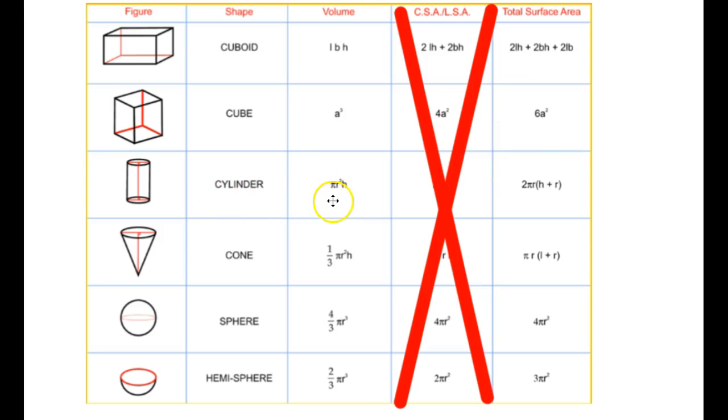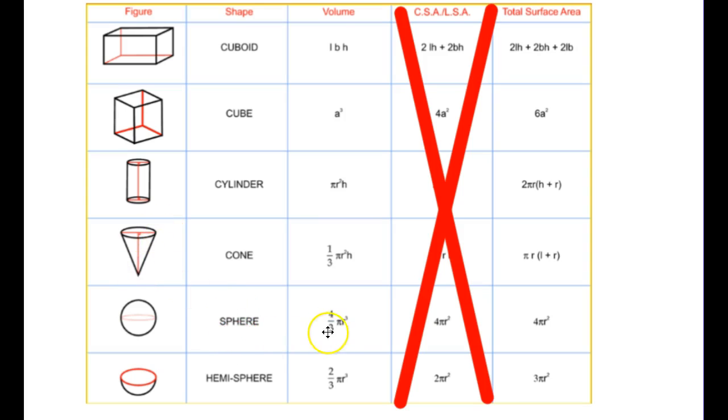Next is a cylinder. For the volume, it's pi r squared times h. For the total surface area, it's 2 pi r times the quantity h plus r. Next is a cone. Very similar to a cylinder, it's 1/3 times pi r squared times h. And then the total surface area is pi times the radius times the quantity, the lateral length, plus r. So L plus r. L stands for the length on this lateral side.